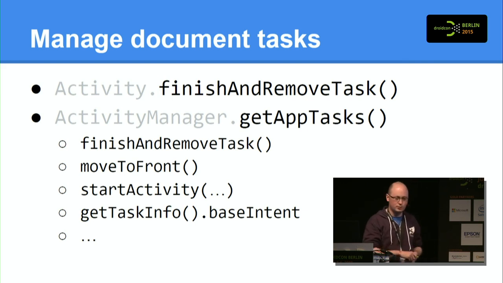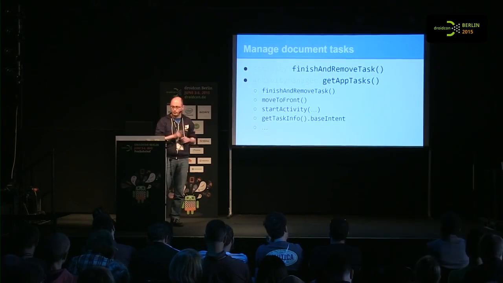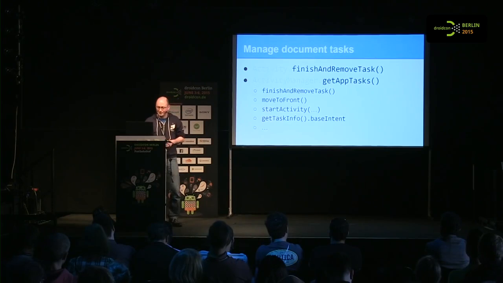That's probably also what you would use if you were to implement a functionality like Chrome has. So close all incognito activities. You would iterate over all of them, just find the ones that are incognito ones and call finish and remove task on them. Yeah, and if you like, you could even implement an app internal task switcher with a move to front thing, but I hope you won't do that.